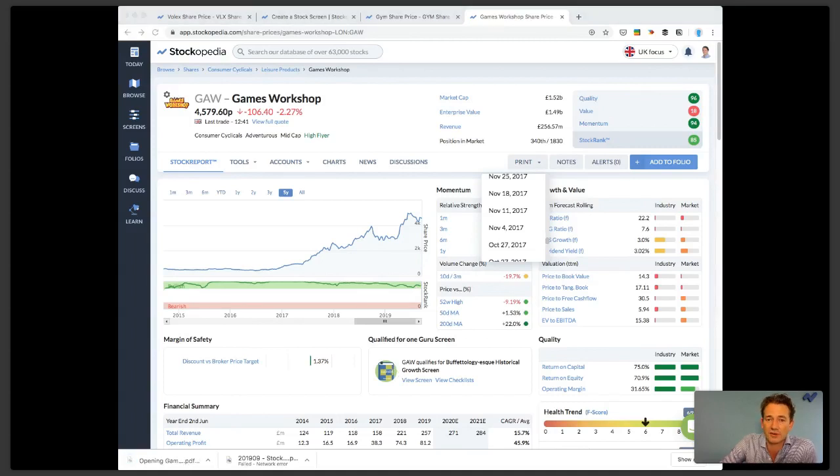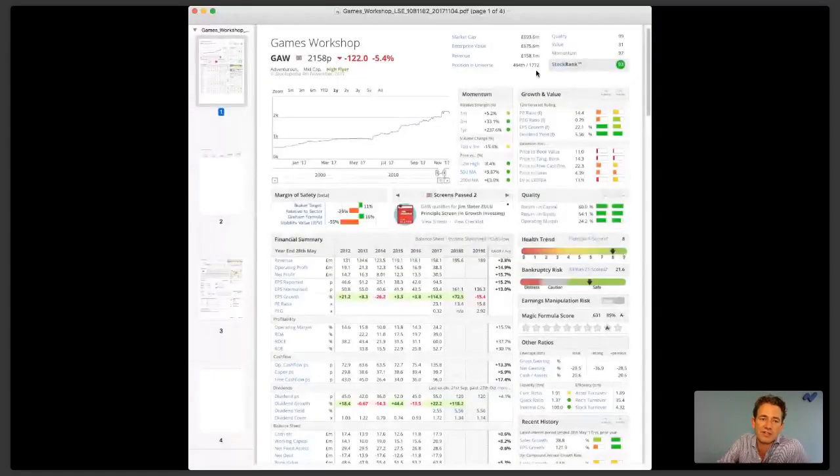Oh, what's really annoying is it's not showing it in my, I'm going to have to switch screens to show you this. But not everybody knows that you can do this. So here's the historic report. And I've pulled this back to looking at November 2017 when it was a 93 ranked share.